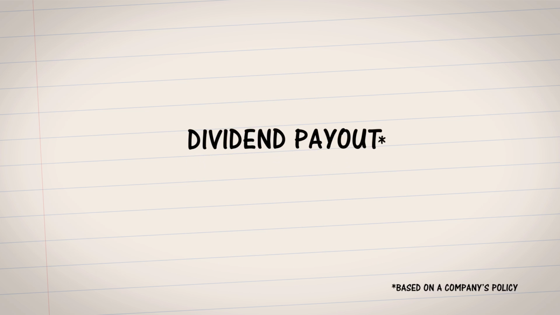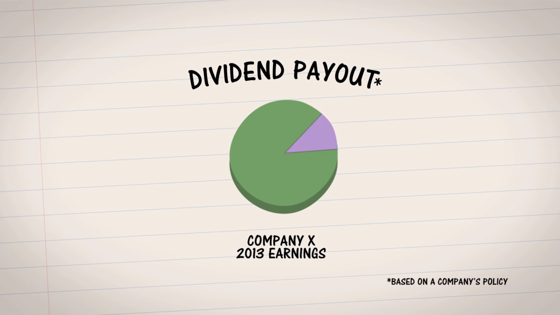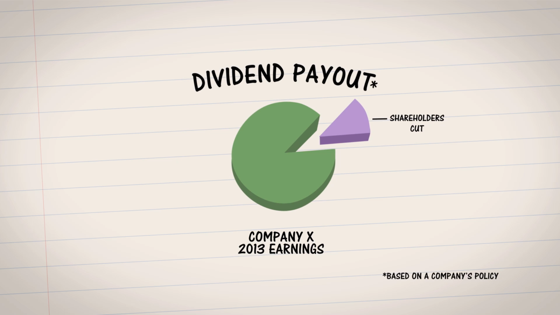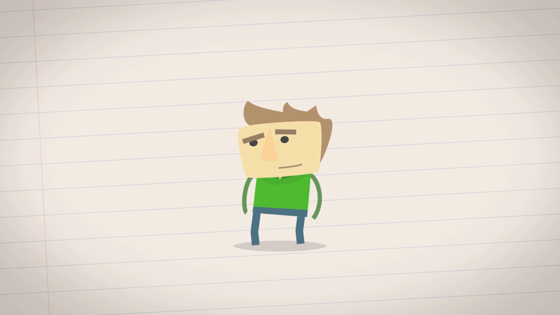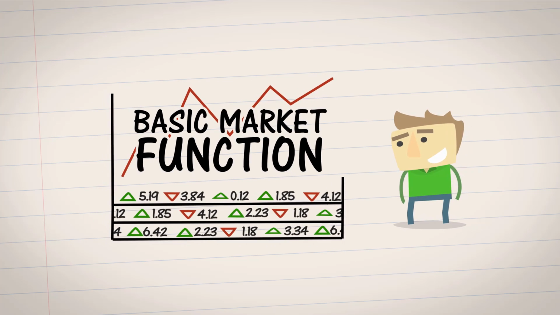A dividend payout is the percentage of a company's earnings that get paid to shareholders who have stock in the company, usually on an annual basis. Those are the basic terms. Now, let's look at basic market function.